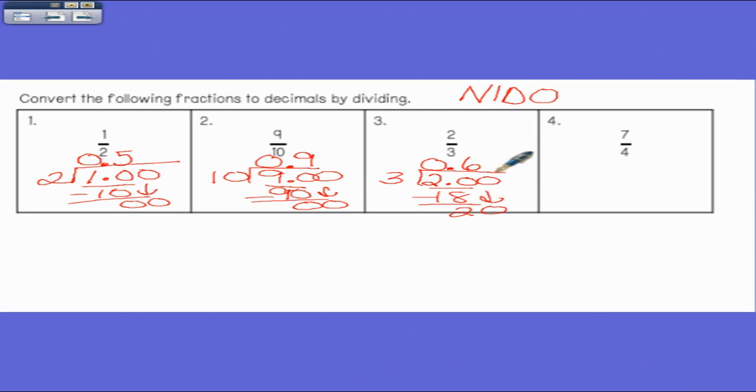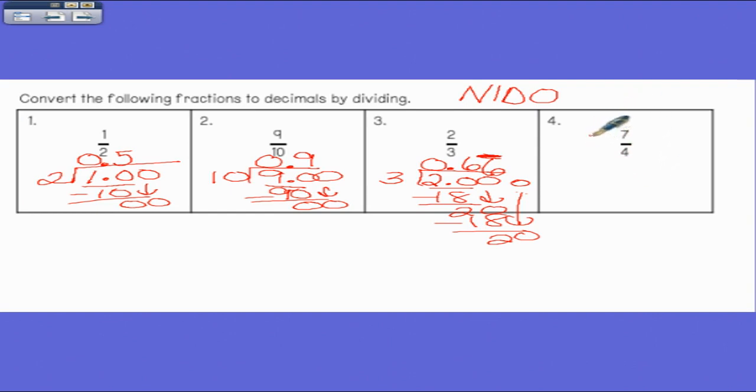Well, 3 goes into 20. Oh, we just did that. 6. I get 18. Subtract. Uh-oh. Add another 0. What's going to keep happening? Well, that 6 is going to repeat. So we're going to add a repeating bar above my 6. This tells me that that 6 repeats forever. It never ends. So because we can't write 0.66666666666 forever, we're just going to use this notation, which is a repeating bar, to tell us it goes on forever.